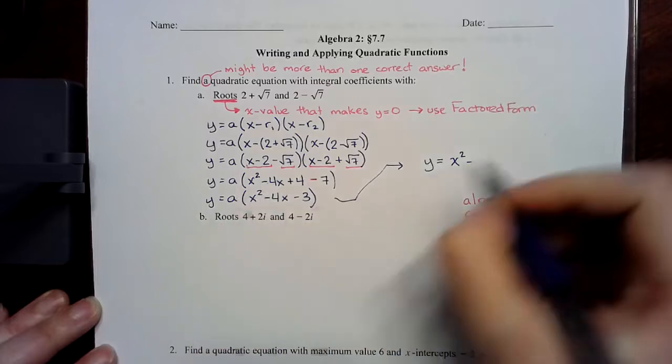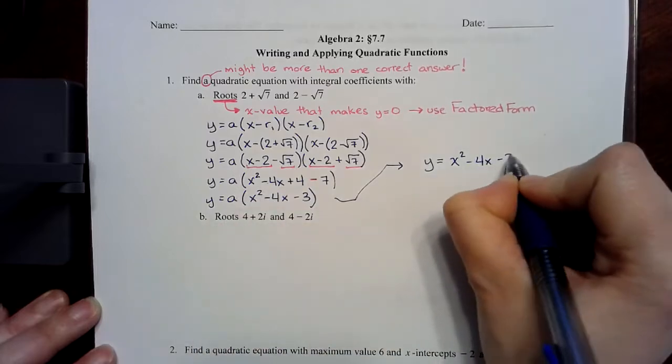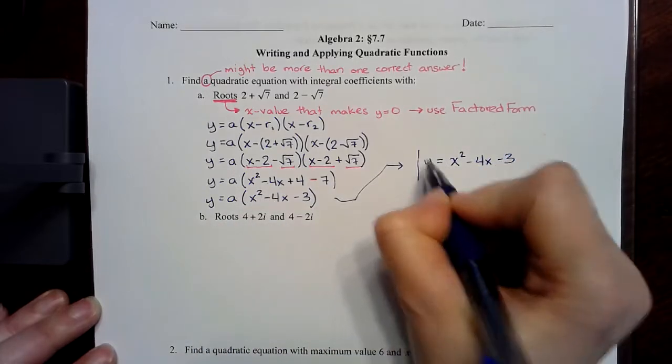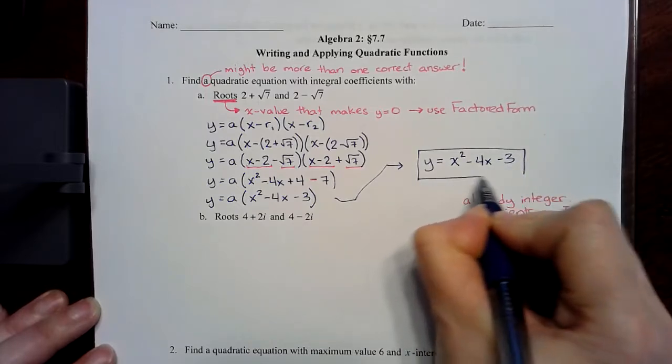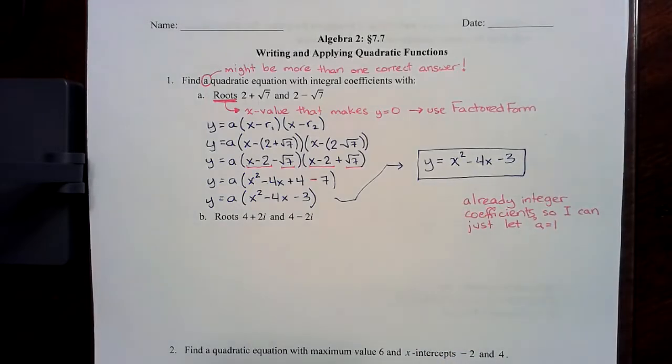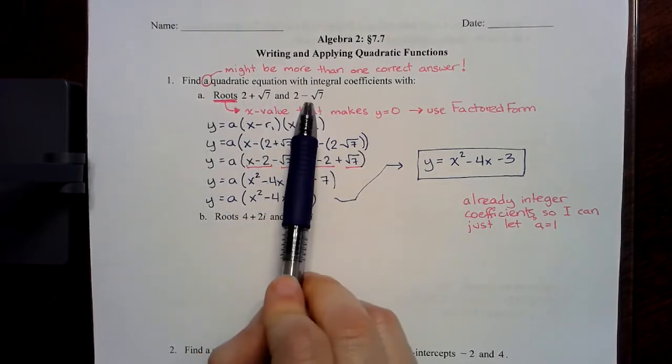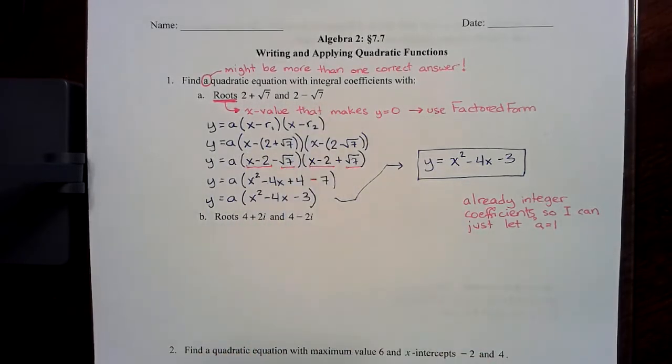And if I let a be 1, I will get this final answer. But it would also be correct to write 2x squared minus 8x minus 6, or to write negative x squared plus 4x plus 3, because all of those equations will still have these two roots and will still have all integers as their coefficients.